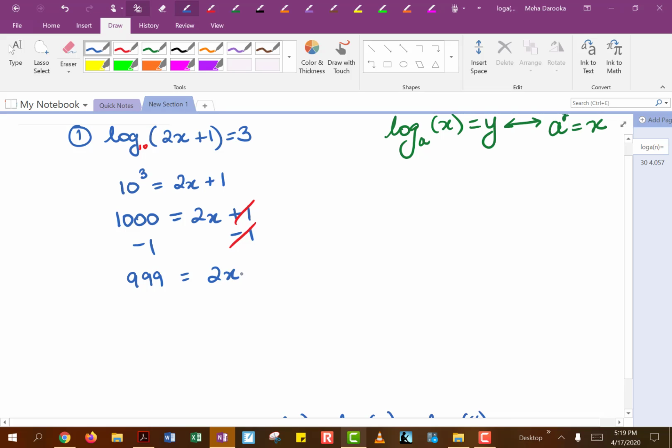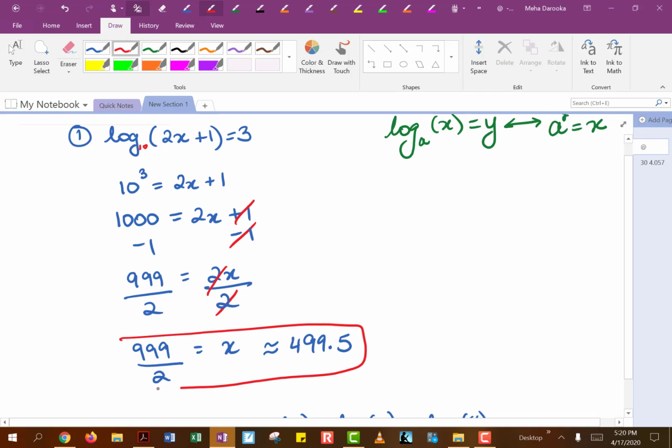We've got 2x on the other side. To get x by itself, again we'll divide both sides by 2, so these guys cancel out, and you get x equals, as a fraction, 999 divided by 2, or if they want a decimal answer, you can write this as 499.5. Okay, so either as a fraction or as a decimal.